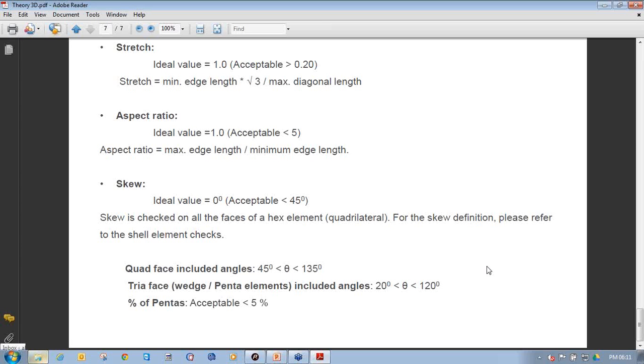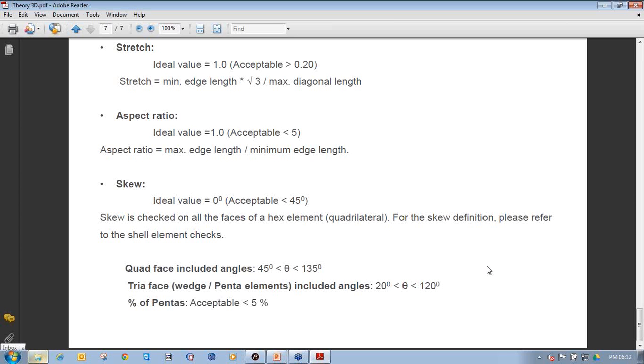Then we calculate skew angles for the brick meshing or hex meshing, its ideal value is 0 and acceptable should be less than 45 degree. Skew is a check on all the faces of hex element, that is on each quadrilateral face of the hex element. For the skew definition, the definition will be same as 2D shell elements.